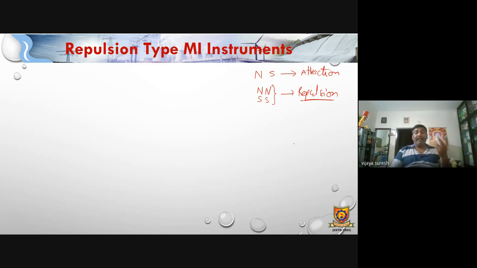So based on this principle, earlier we have observed attraction. If it is attracted, then how will the pointer deflect? Now here we are discussing repulsion. If it is repelled, repelled with each other, then how will it be?